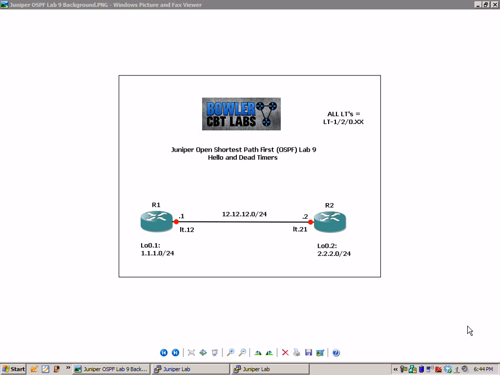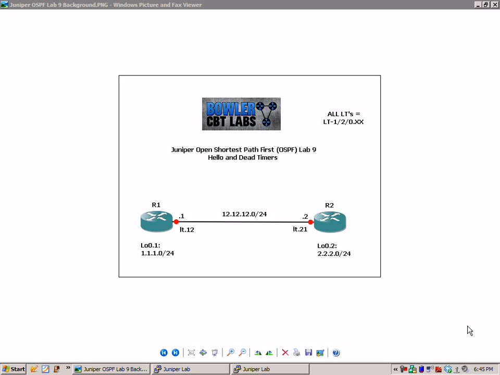So the first thing I want to do is explain our network diagram. Then I'll go into a little detail on why you would want to manipulate the default hello and dead timers. So what I'm going to show you is the configuration and then also the verification of setting the hello and dead timers in this lab.